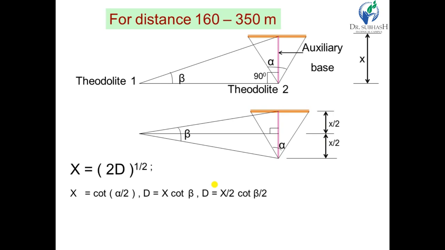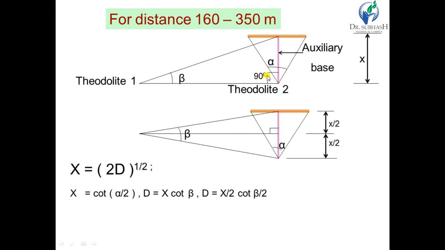Now for distance 160 to 350 meter, we are using this formula. X is equal to, that is distance is x. So we have put theodolite 1 and that is theodolite 2. X is equal to what? 2d, right? 2d raised to 1 half. That value gives the value of x.